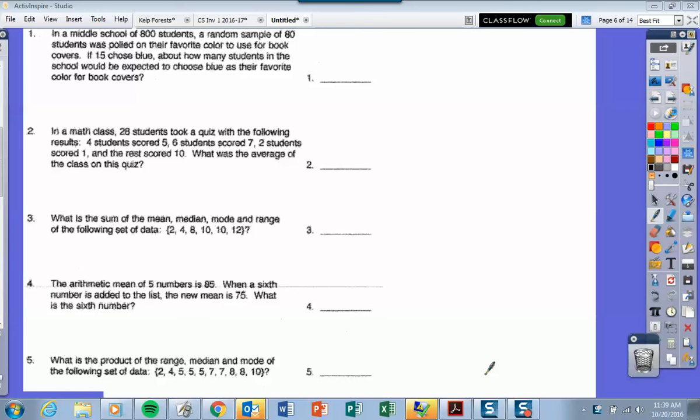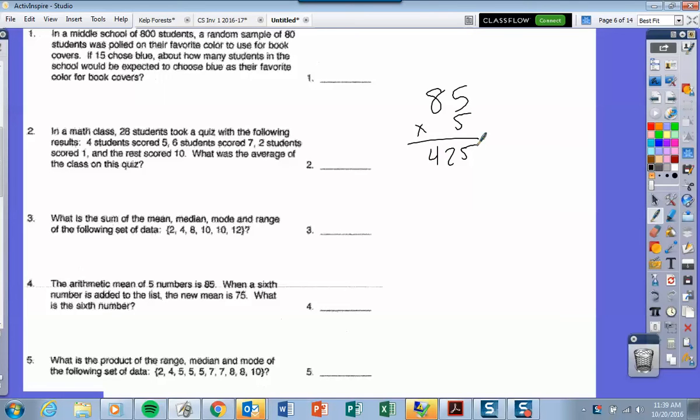So, number 4. The arithmetic mean of 5 numbers is 85. When 6 is added, the new mean is 75. What's the sixth number? In order to find this, we need to find the sum of the first 5 numbers. In order to do that, we're going to go 85 times 5. We're just reversing how to find mean. So, 85 times 5 is 425.